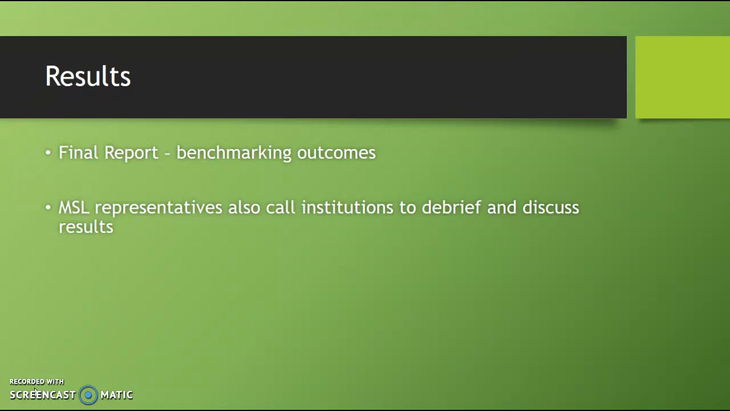So that's really a wealth of information for the individual institution to look at, figure out where they're at compared to where they used to be, where they're at compared to their peers, and to be able to use the data in ways that are very effective. They also have an MSL representative call each institution to debrief and discuss the results of their particular study, so that each institution really understands what the results mean and how they might be able to apply them, areas in which they're doing well, areas in which they may need some improvement.